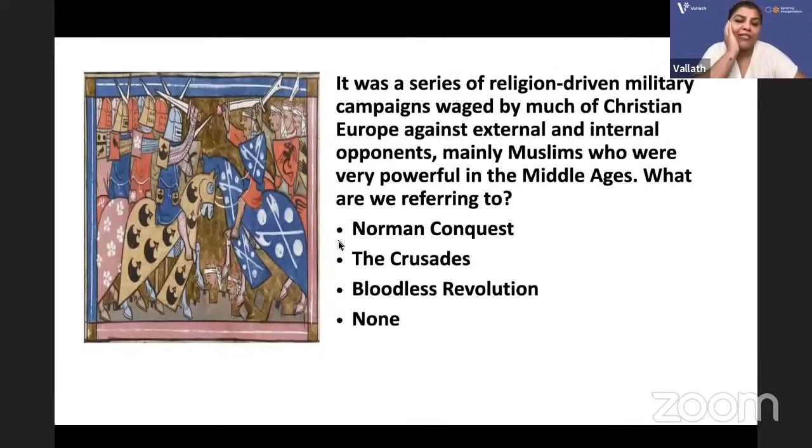Next is, what is this? It was a series of religion-driven military campaigns waged by much of Christian Europe against external and internal opponents. Campaigns, military campaigns, fighting. Mainly they fought against Muslims who were very powerful in the Middle Ages. What are we referring to? Is it Norman conquests? Is it the Crusades? Is it the Bloodless Revolution, or none of the above? It is the Crusades. War between the Europeans and the Muslims and the non-Europeans, which was not good. Bad war. Isn't it? War is never good.